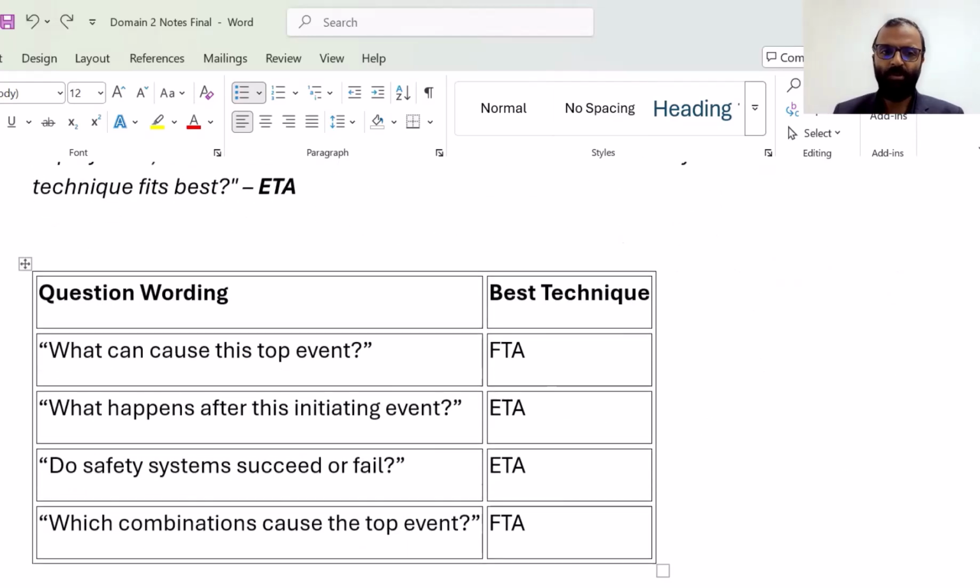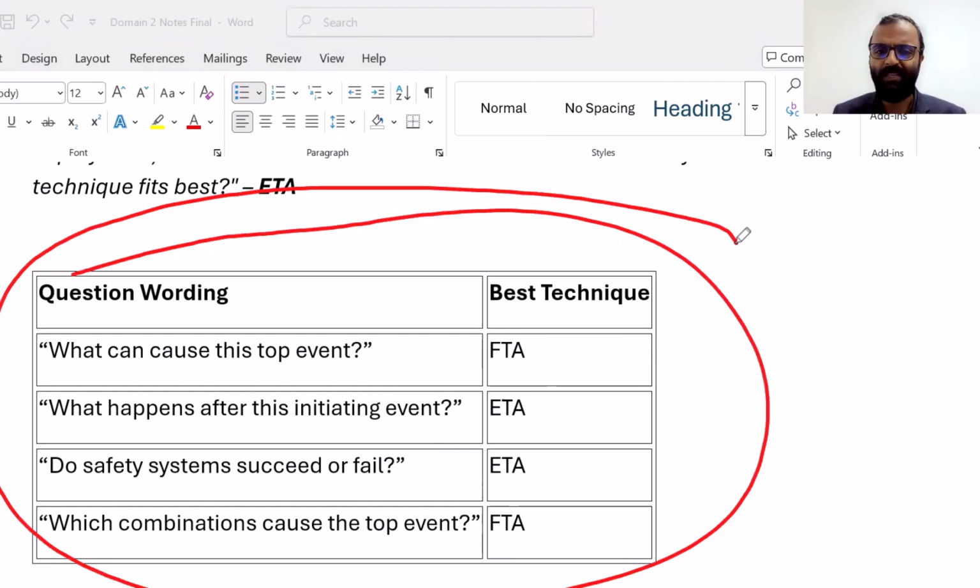Very easy. Okay, so this is the keyword. You can easily understand: what caused this top event, why this event has occurred, what caused it, that is fault tree analysis. What happens after this initiating event, that is event tree analysis. Do safety systems succeed or fail? Whether it will succeed or fail, it is event tree analysis. Which combinations cause the top event, that is fault tree analysis. Okay.